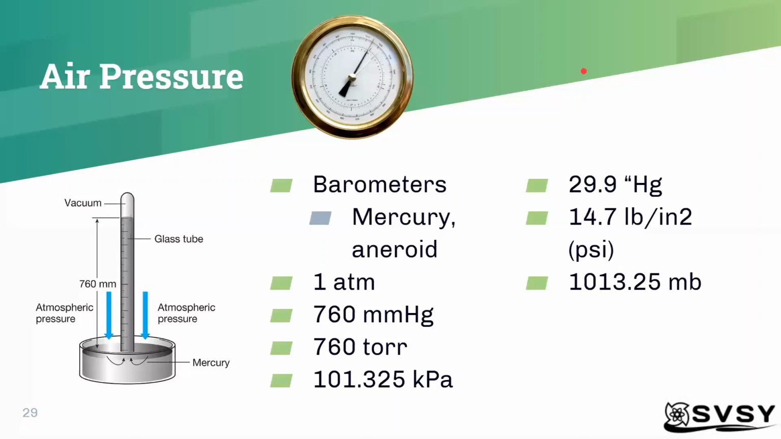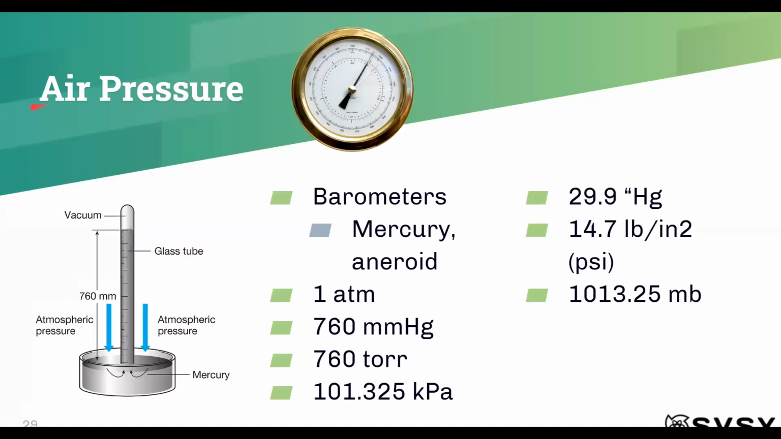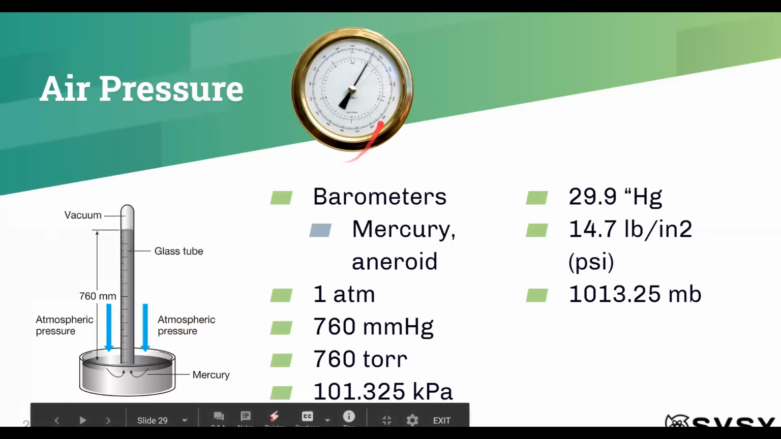So next topic would be air pressure. Air pressure is essentially the pressure caused by air, and pressure is defined as force over unit area. Air pressure can be measured using barometers, and there are two main types. They are mercury and aneroid.